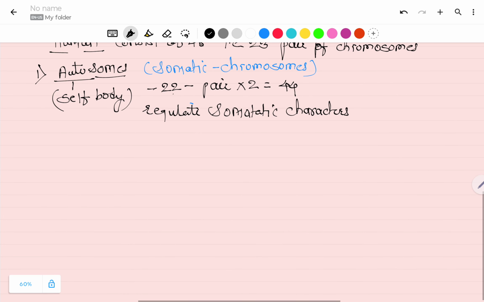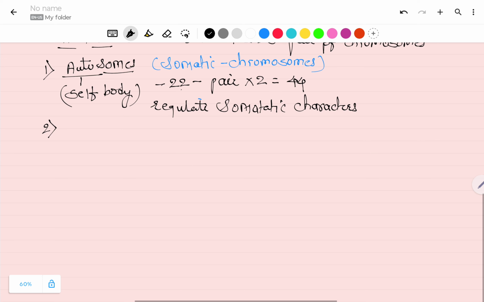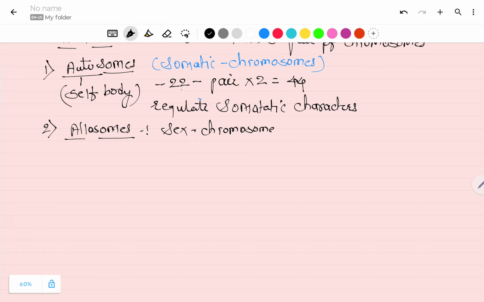Now the next, the second type of chromosome, is the allosome. Allosomes are the sexual chromosomes or sex chromosomes. How many are there in the sex chromosomes? There is only one pair, meaning 2 chromosomes. So these 44 and these 2 make 46.